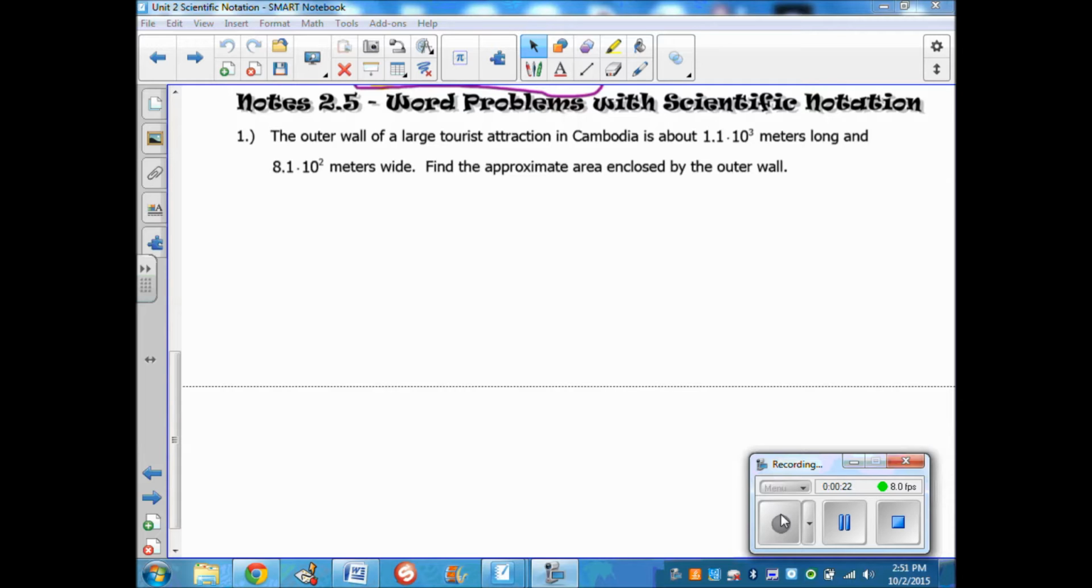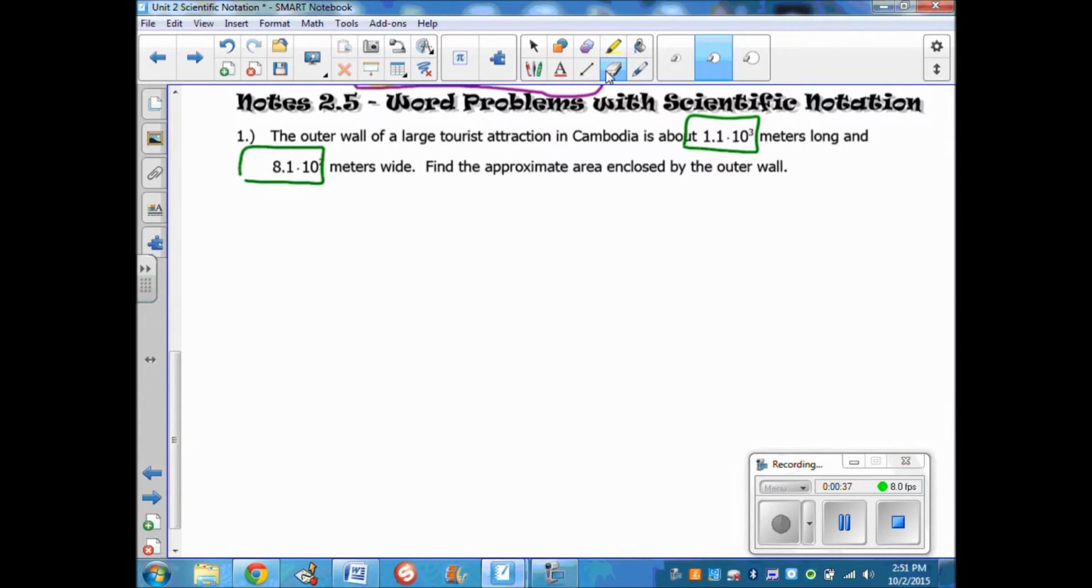So we have the first question here. The outer wall of a large tourist attraction in Cambodia is about 1.1 times 10 to the third meters long and 8.1 times 10 to the second meters wide. So they're giving us the dimensions of this. It says find the approximate area enclosed by the outer wall.